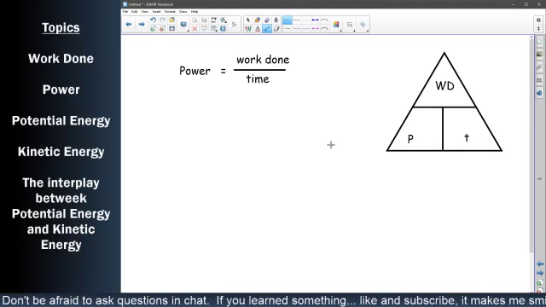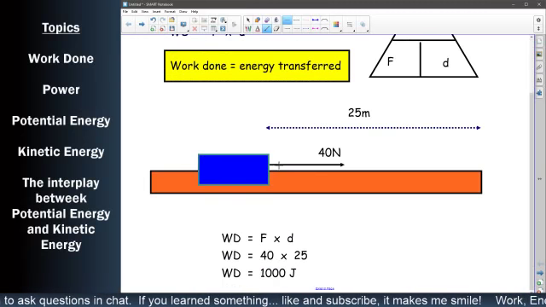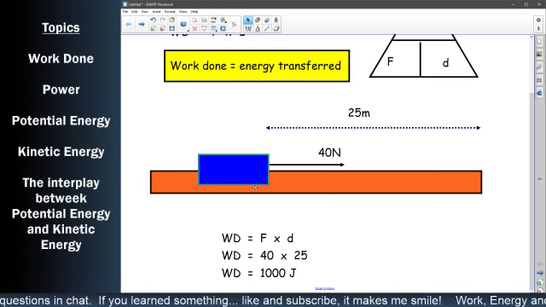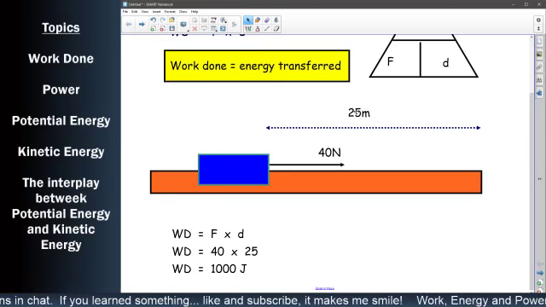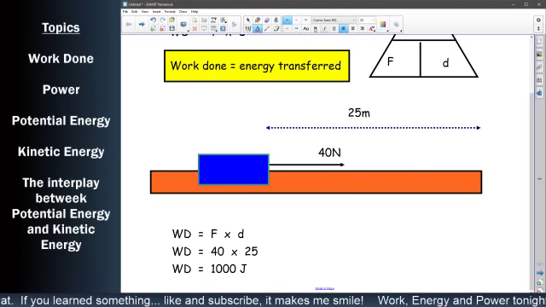All right. So again, let's run ourselves back to our little problem here, where we have our 40 newton force moving 25 meters, and let's add ourselves a little bit of extra detail.